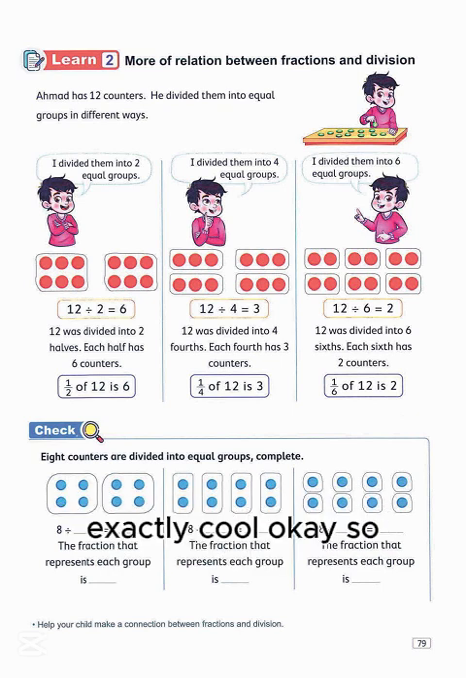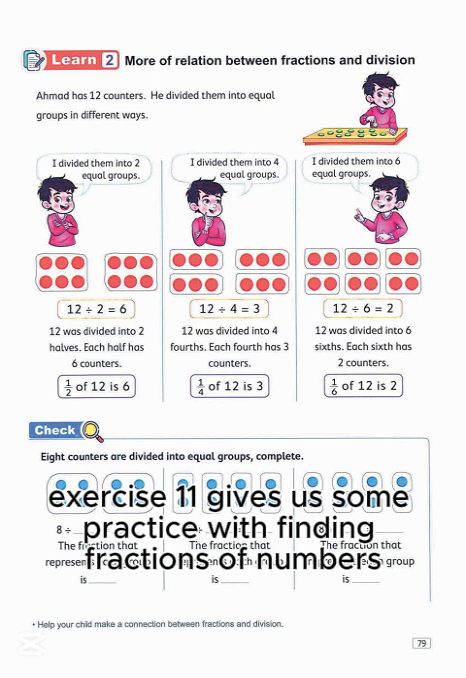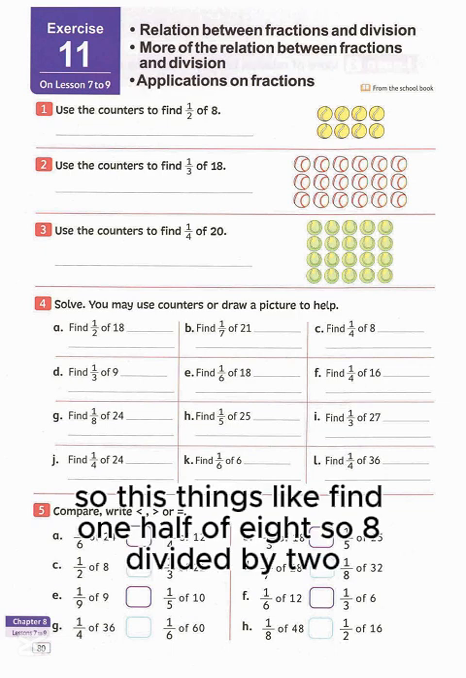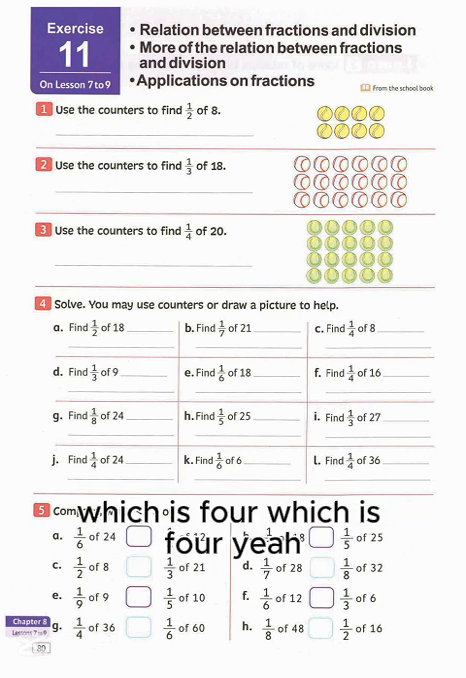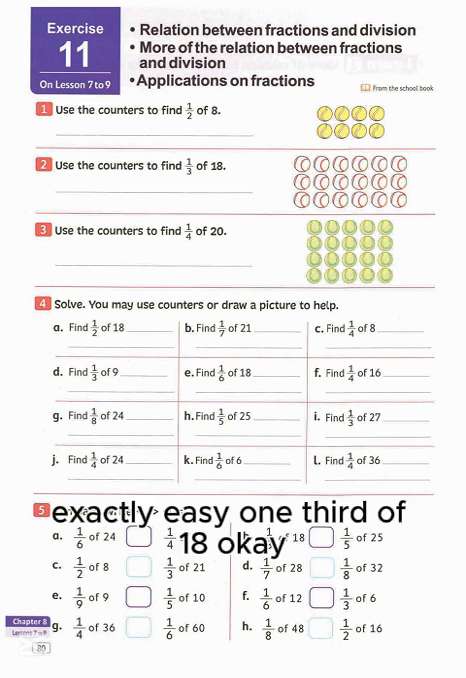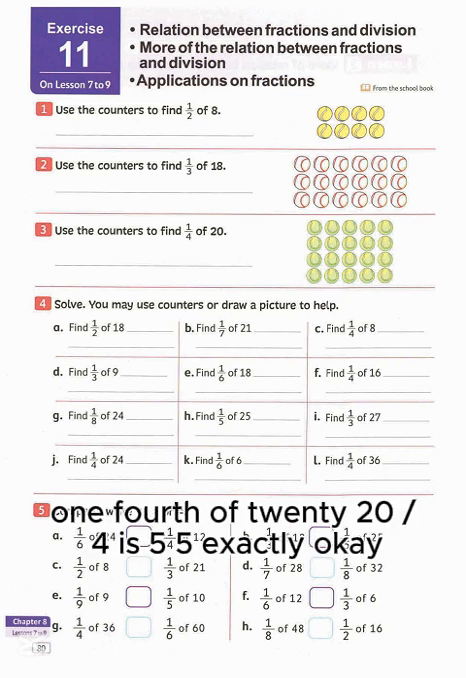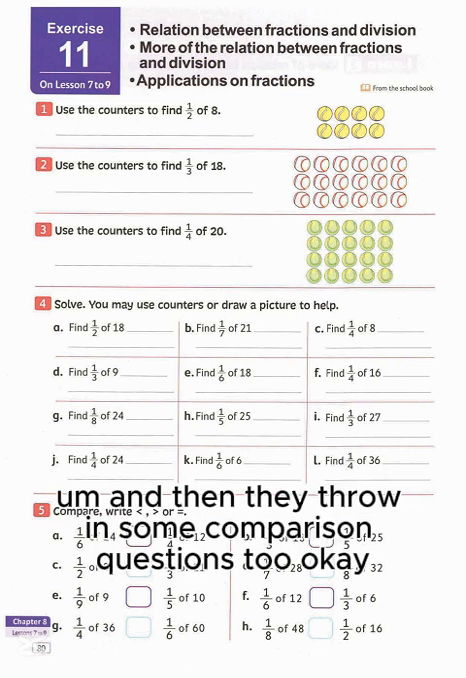Exactly. Okay, so then exercise 11 gives us some practice with finding fractions of numbers using division. It says things like find 1/2 of 8, so 8 divided by 2, which is 4. Easy. 1/3 of 18, 18 divided by 3, which is 6. 1/4 of 20. 20 divided by 4 is 5. Exactly.